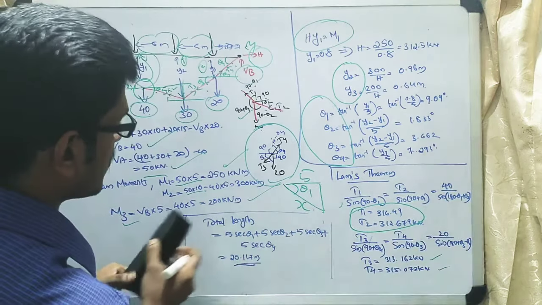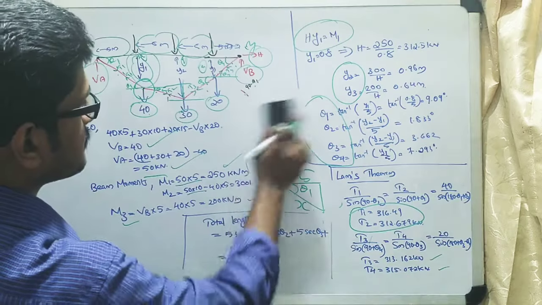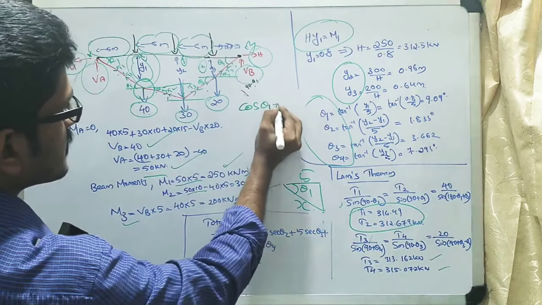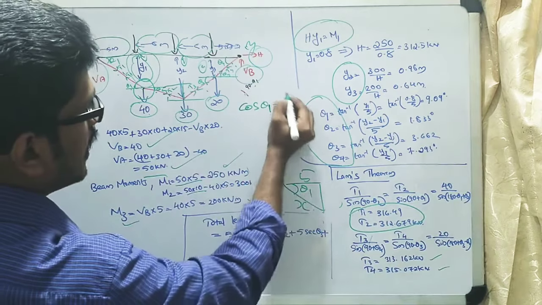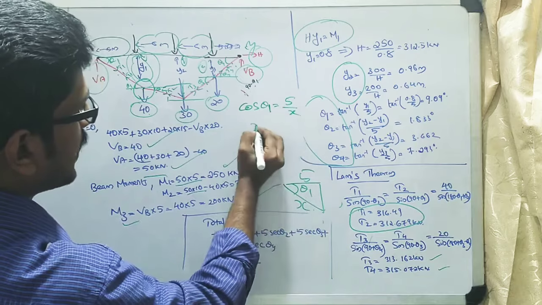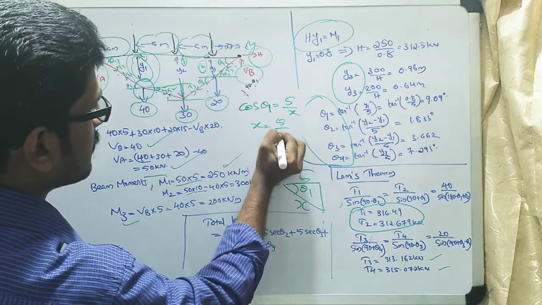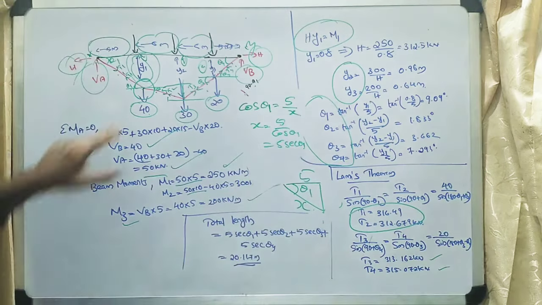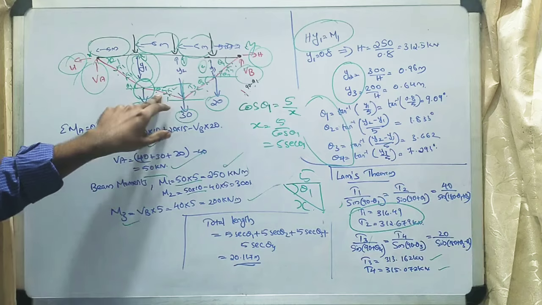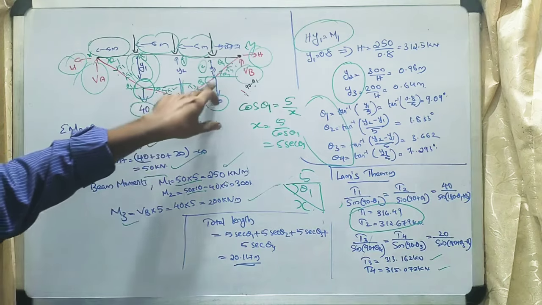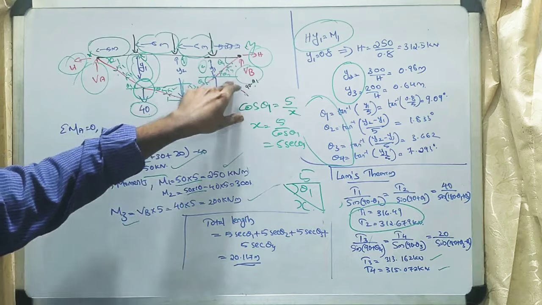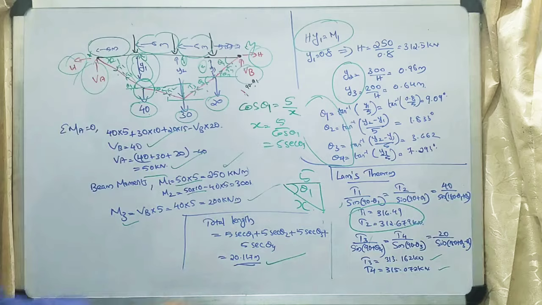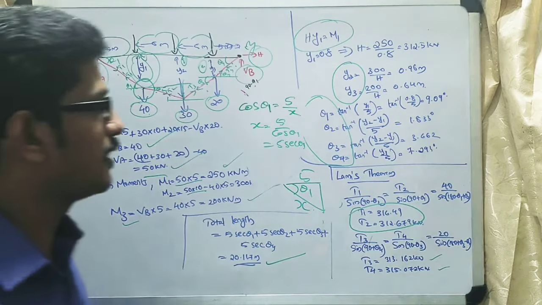So if you write it down, cos theta 1 equals adjacent side by hypotenuse, so x equals 5 by cos theta 1, which equals 5 sec theta 1. Similarly apply here also. Here it will come as 5 sec theta 2, here 5 sec theta 3, and here 5 sec theta 4. If you add them, you will finally get 20.117 meters. This is the total length of the cable.